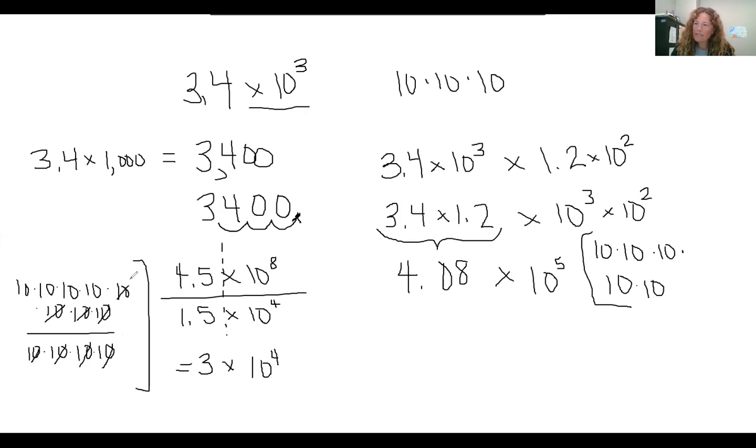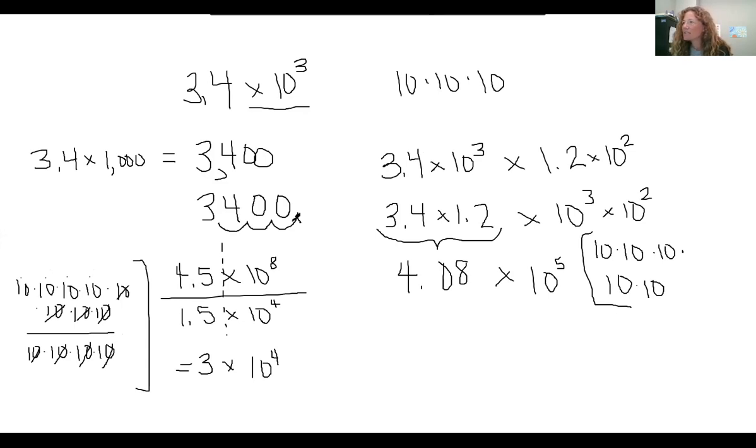So 4 10s cancel out 4 of these 10s, and I'm left with 1, 2, 3, 4 10s, which is 10 to the 4th. You also could write these out in standard form and check your answer that way. I hope that makes sense. That then is the end of what I was going to say on scientific notation.